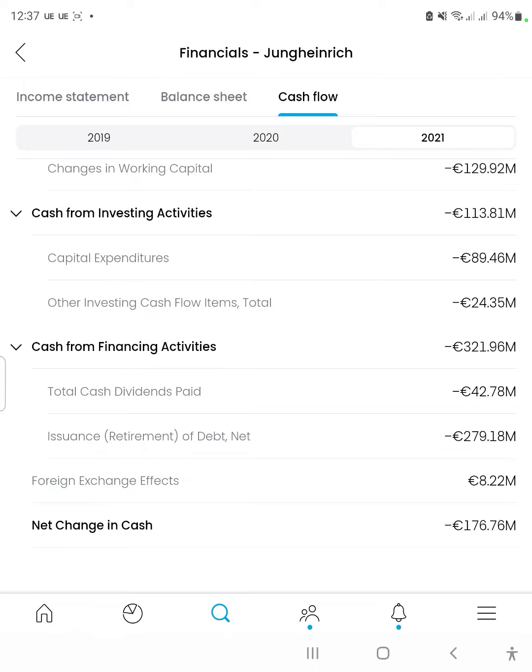The foreign exchange effect, of course, 8.22 million euros, which is definitely doing good in that regard. The euro did very well last year, so the foreign exchange effects for companies would have been pretty good, especially the larger companies. Net change in cash was a negative 176 million euros, which of course is not the best thing in the world, but if it spent them on capital expenditures that will yield a higher return on investment, that would justify that negative net change in cash, then of course it's justified.